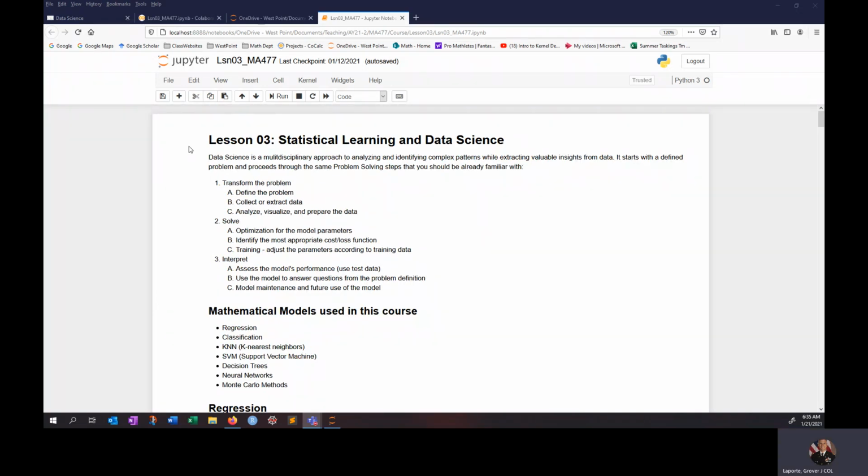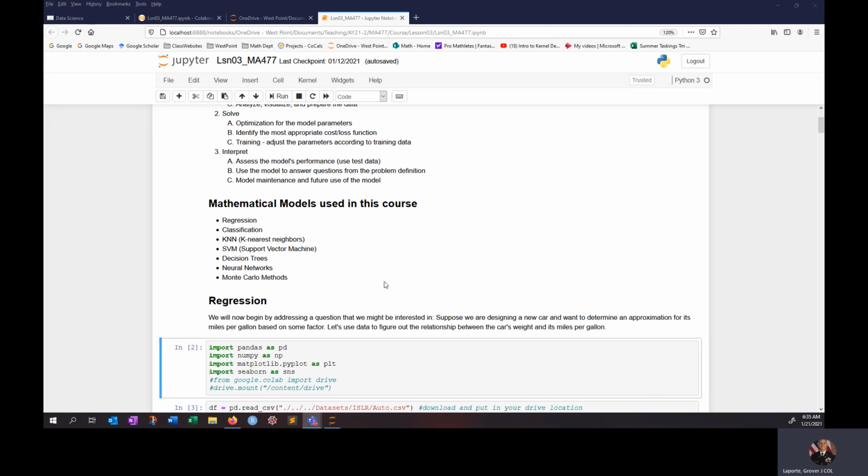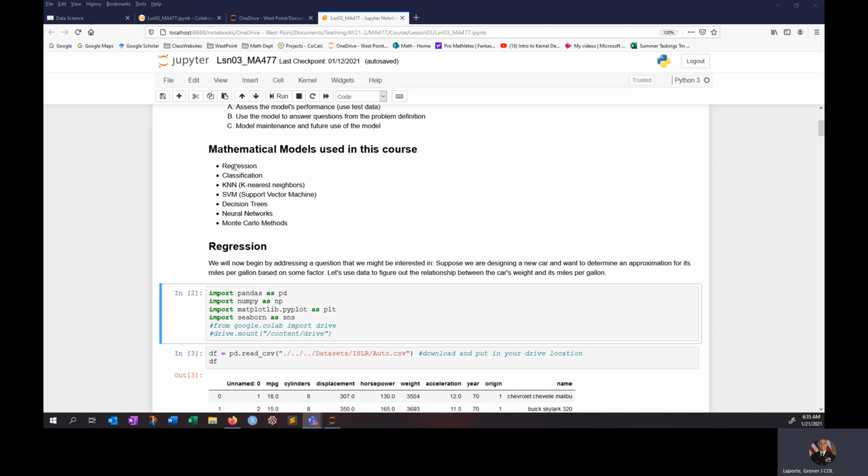Okay, the purpose of this video here in lesson 3 is to take you through this thought process of building this notebook. The first section that you come to when you pull up the notebook is how the course is related back to the modeling process and the models that we'll use throughout the course. So I'll let you read through that. But the first model we talk about is regression.